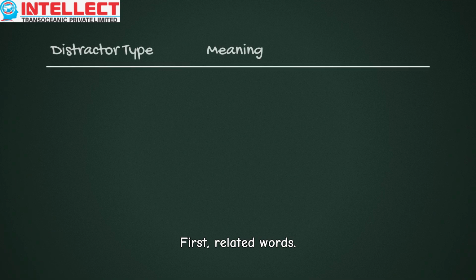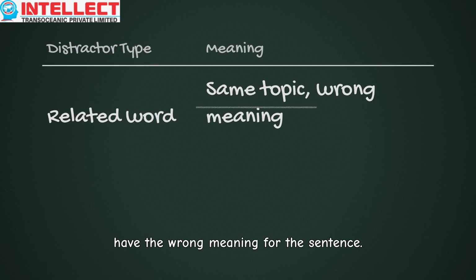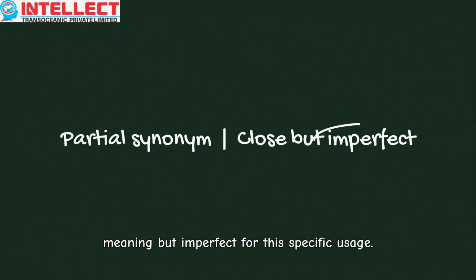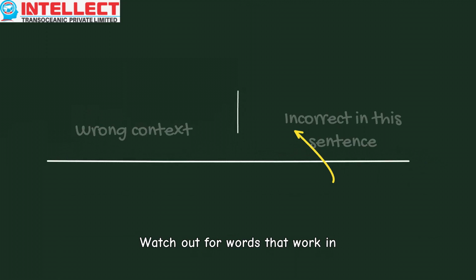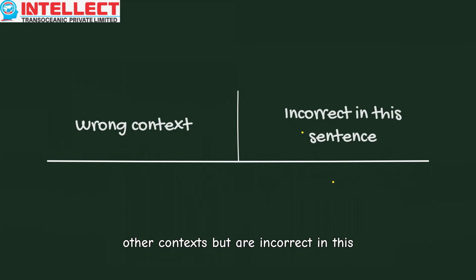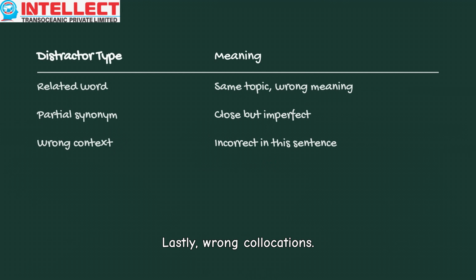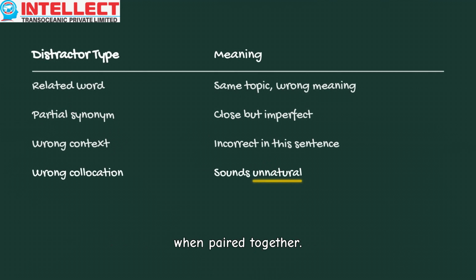Let's look at common distractor types you'll encounter in the exam. First, related words. They belong to the same topic but have the wrong meaning for the sentence. Then, partial synonyms. These are words that are close in meaning but imperfect for this specific usage. Watch out for words that work in other contexts but are incorrect in this particular sentence. Lastly, wrong collocations. These are words that simply sound unnatural when paired together.